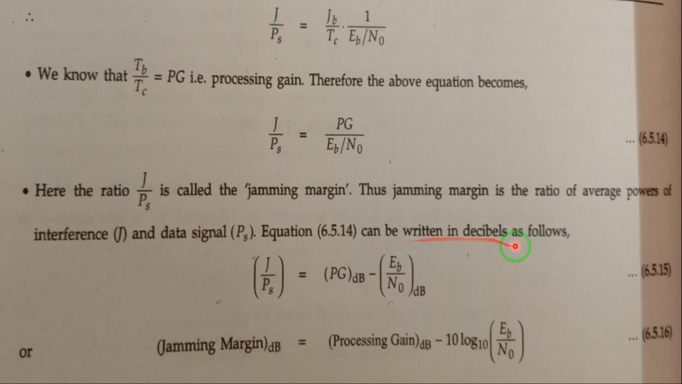So in the form of decibels, we can write it as PG in dB minus Eb upon N0 in dB. So in decibels, the jamming margin is given by this equation: processing gain in dB minus 10 log of Eb by N0 to the base 10.